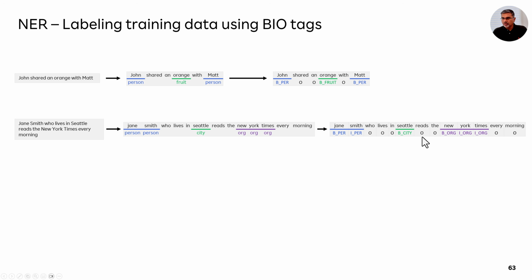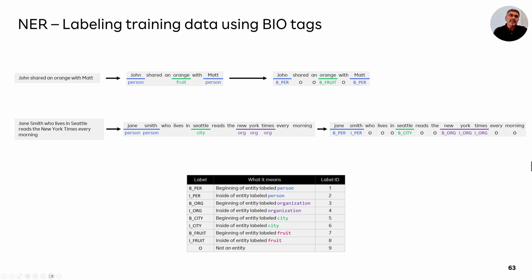So "reads" becomes O, "the" becomes O. Now you get to New York Times, and you'll say, okay, this is the beginning of this entity called organization. So I'll say B underscore org. York is a continuation. I'm inside the same entity. So I, which is inside of the same organization. Times is also a continuation, so I'm still inside of the same organization. And then when you get to "every," you're outside of that entity. So you're going to call it O, and "morning" is also O.